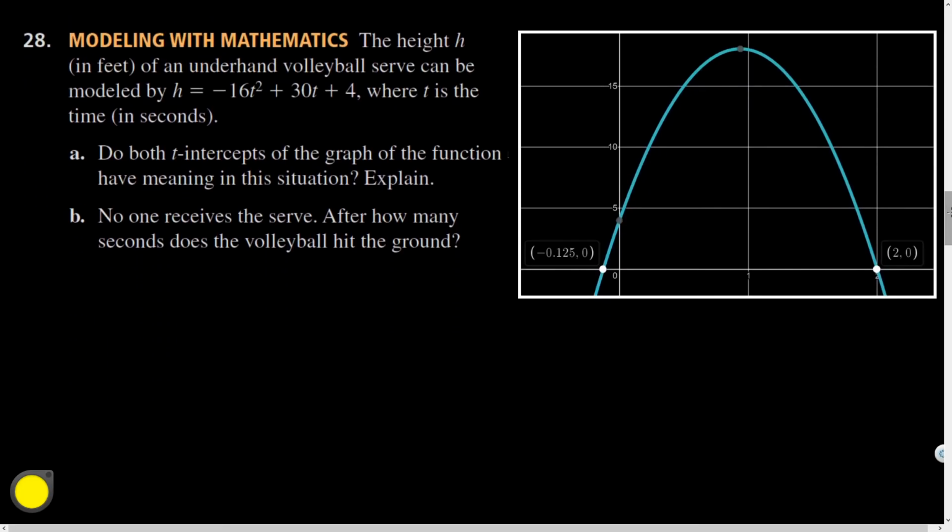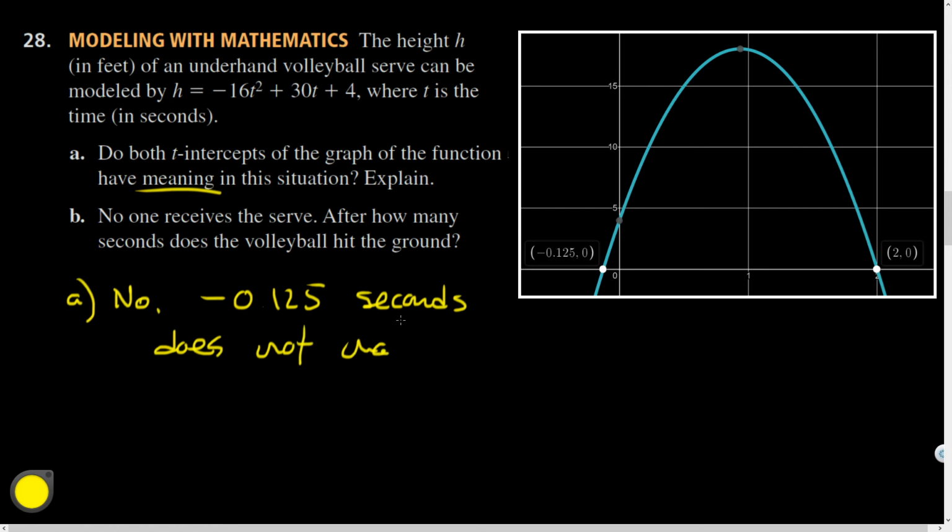Here we go. Modeling. The height of an underhand volleyball serve can be modeled by this equation, where t is in seconds and h is the height in feet. Do both t-intercepts of the graph of the function have meaning in this situation? So the answer to A is no. -0.125 seconds does not make sense.